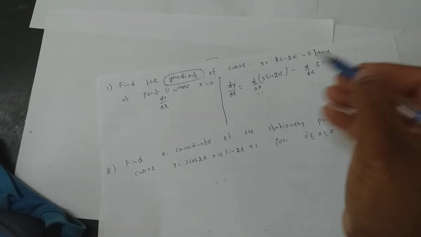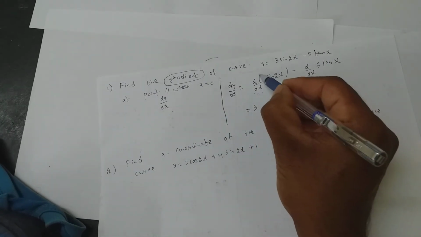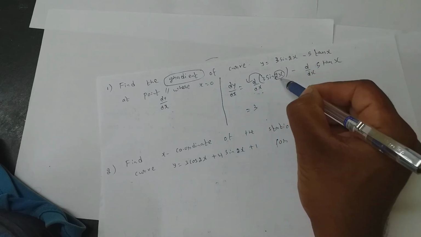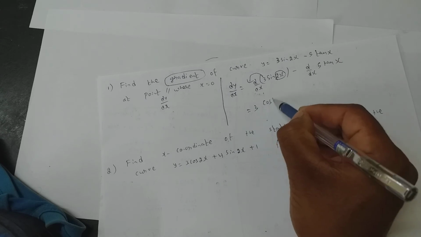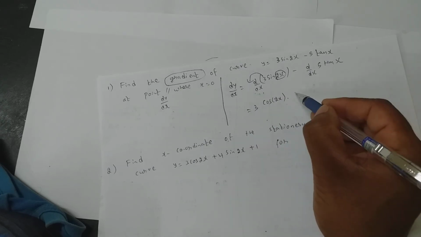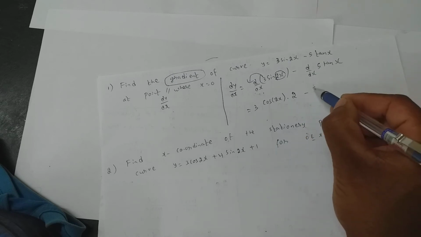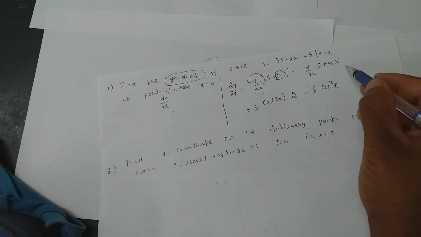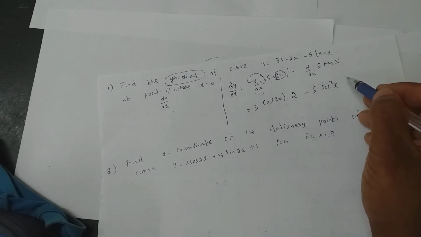I apply to each. Now 3 will be outside. Sin 2x derivative, students, you will assume it to be x. So sin x derivative is cos x into d by dx of 2x is 2, minus 5 will come out. Tan x derivative is secant square. Here it is x, so I didn't assume anything. So I left it like that only.